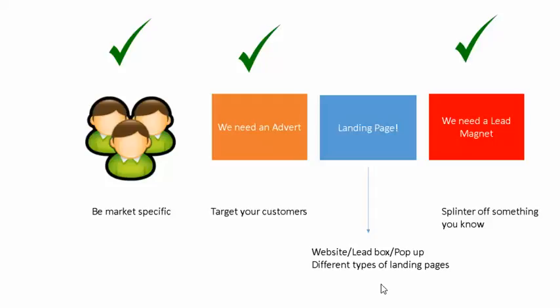So this is looking at what's going on inside your website, commonly known as, we're going to be setting up this lead box, pop-up, or different types of landing pages. These three things are really different types of landing pages. You're going to see what they are, and I'm going to walk you through it.